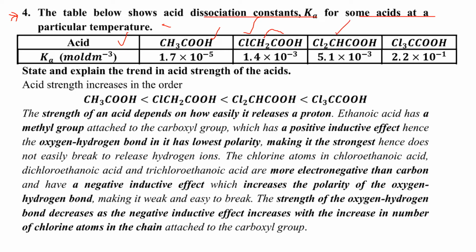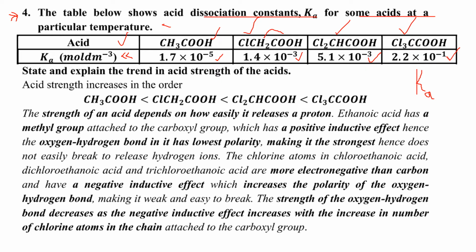So the acids are as follows. And their acid dissociation constant, I repeat, is written as capital K with a subscript of a. The acid dissociation constant is measured in moles per decimeter cubed. The values for that are 1.7 × 10^-5, 1.5 × 10^-3, 5.1 × 10^-3, and then 2.2 × 10^-1.